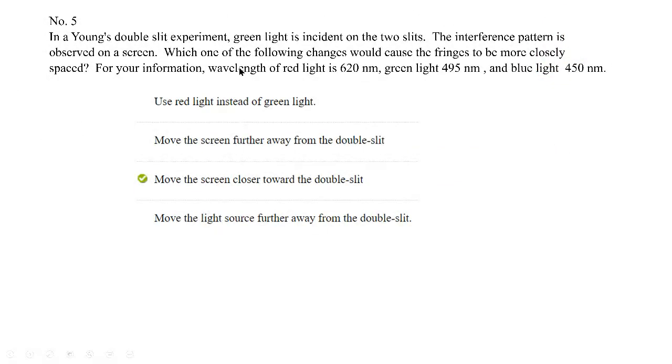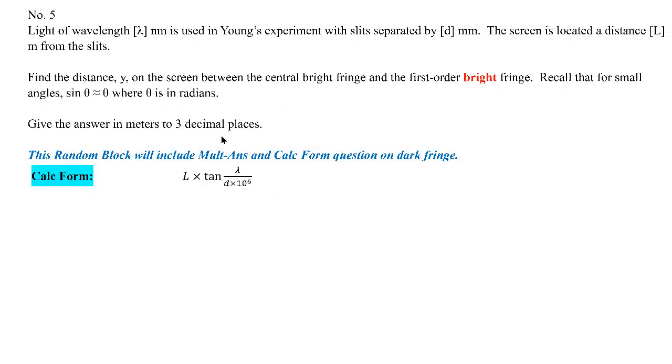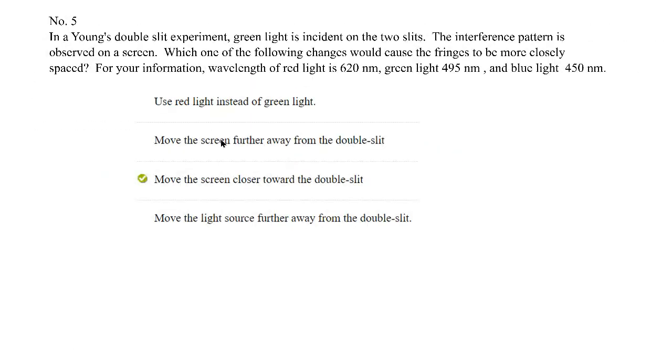Now, number 5. Oh, this is a multiple answer question. In the Young's double slit experiment, green light is incident on 2 slits. Well, you know Young's experiment is the double slit experiment. Interference pattern is observed on the screen. Which, oh, we did this one already? What did I do? Oh, I see. We did this one already, right? Okay, then go over.